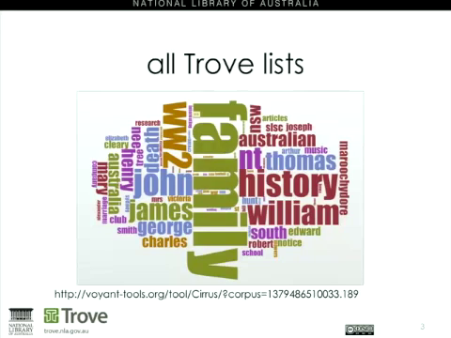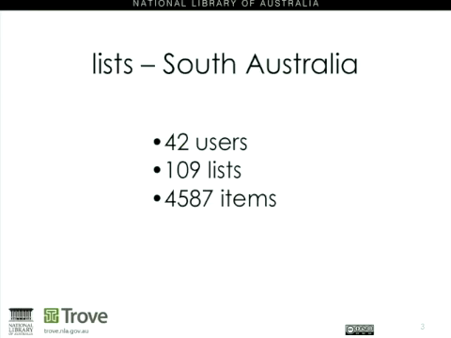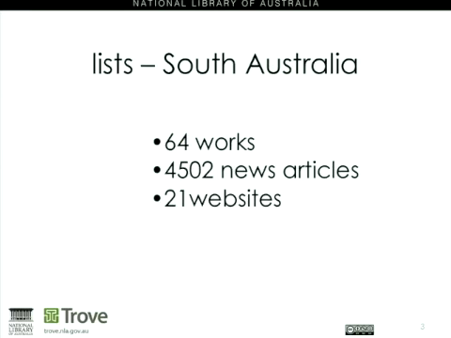But let's get a bit more specific. Instead of just looking at all the lists, I decided to focus on lists that included South Australia in the title. And we get a more manageable 109 lists created by 42 users, but which still contain a quite large number of items, over 4,500 items. And I can break that down a bit more. Of those 4,500 items, 64 works, so that's books or published articles, 4,500 news articles and 21 websites. You can add external websites to your Trove lists as well as the material in Trove, which is quite convenient.